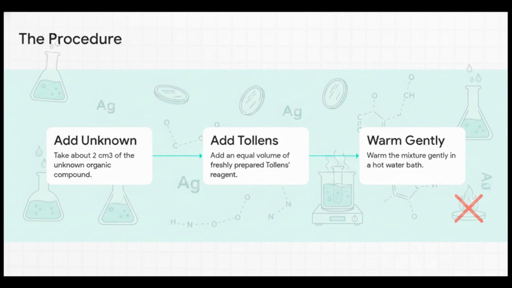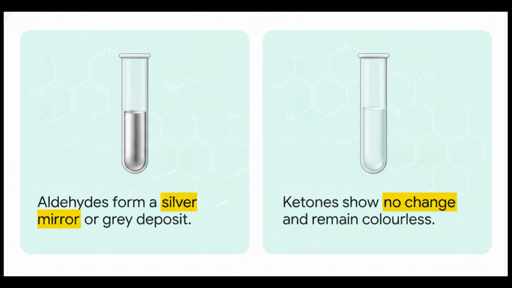But wait, you must warm it in a hot water bath. Never ever heat this mixture directly over an open flame. Once it's chilling in that warm water bath, you simply sit back and observe carefully. Now check out the dramatic visual contrast in our possible outcomes. If your mystery compound is an aldehyde, jackpot, you get a positive result. A shiny silver mirror forms right on the inside glass of the test tube.